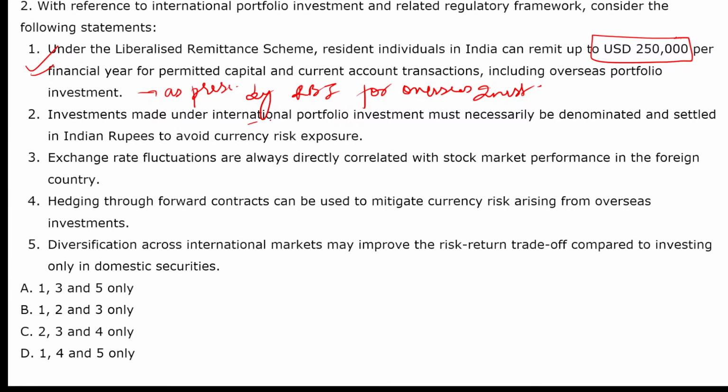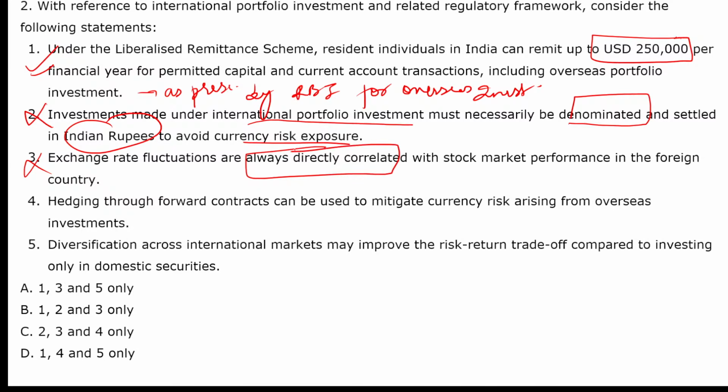Investments made under international portfolio investment must necessarily be denominated and settled in Indian rupees to avoid currency risk exposure. If this was a necessity, then nobody would be afraid of currency risk. So this is wrong. Exchange rate fluctuations are always directly correlated with stock market performance in the foreign country. No, they are not always directly correlated. For example, today we are going through a war which is impacting us. We are not even a participant of this war, right?